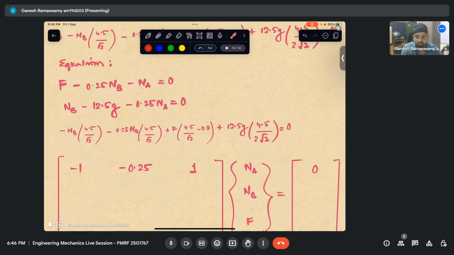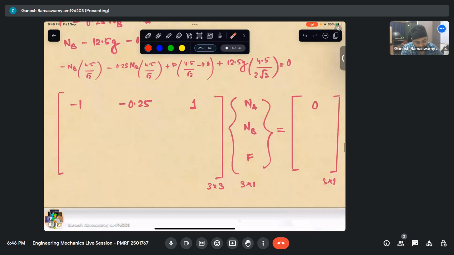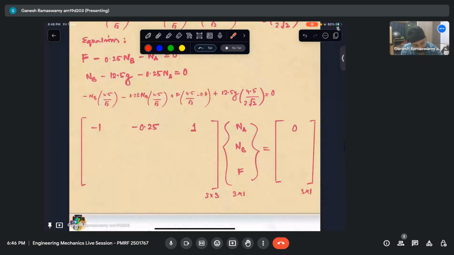So this first equation we have captured by this. So let us go ahead and capture the second equation. I can see the coefficient of Na will be minus 0.25. For Nb it will be 1. And then F doesn't appear in this equation, so the coefficient would be 0. So this is minus 0.25, Nb is 1, and this is 0. Equaling, we need to take this to the right side, so it will lose this minus sign. So it will be 12.5 g.